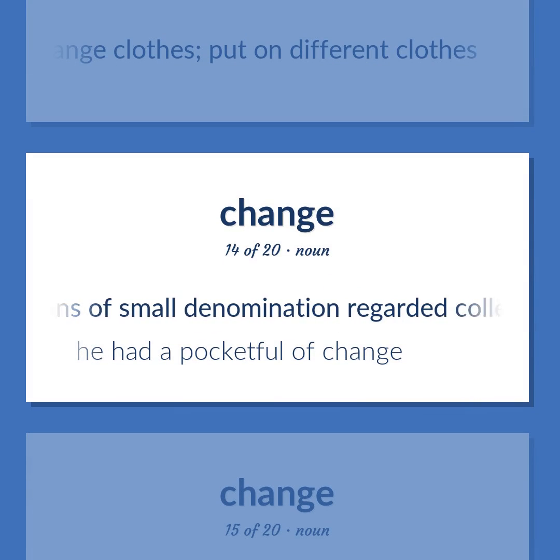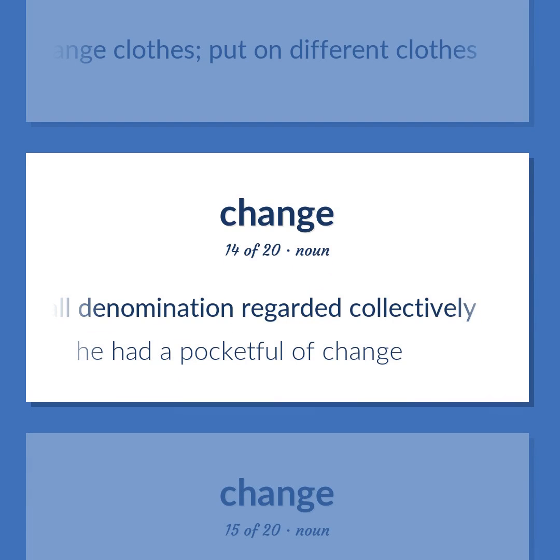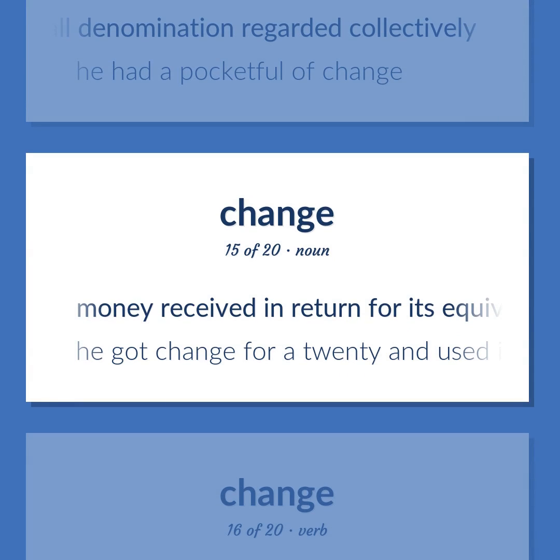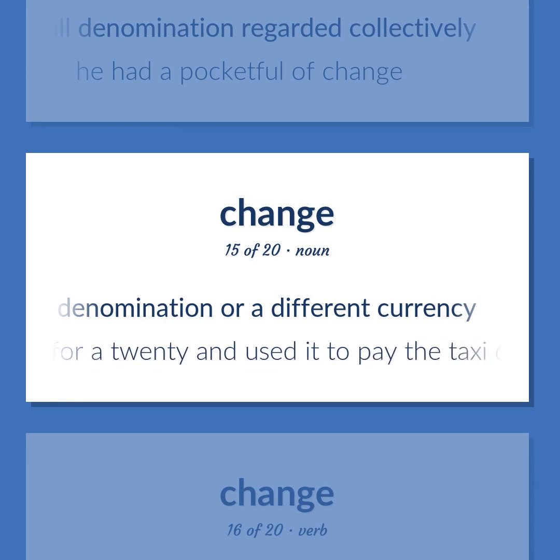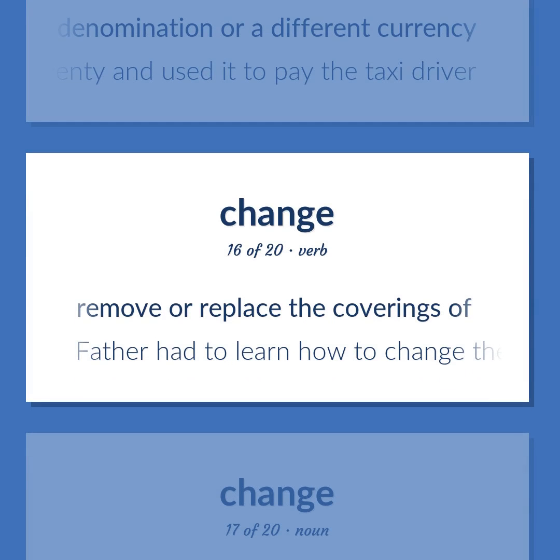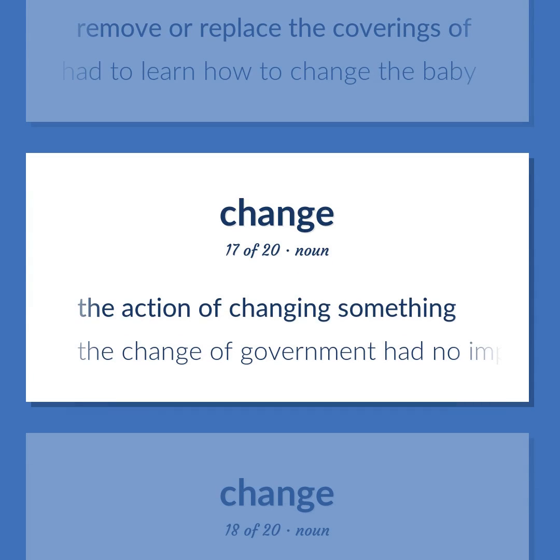Coins of small denomination regarded collectively. He had a pocketful of change. Money received in return for its equivalent in a larger denomination or a different currency. He got change for a 20 and used it to pay the taxi driver. Remove or replace the coverings of. Father had to learn how to change the baby. The action of changing something. The change of government had no impact on the economy.